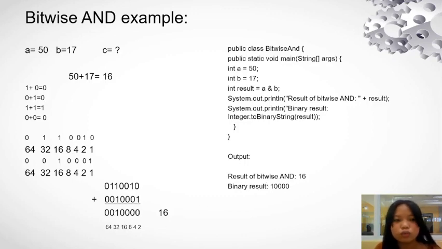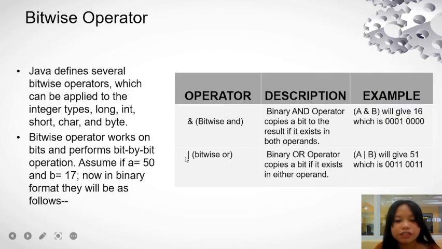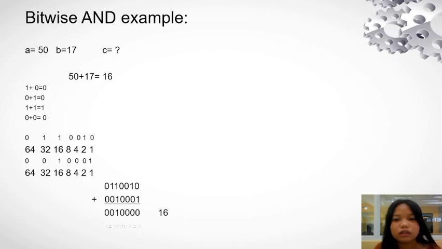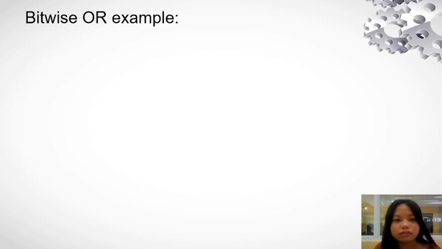So let's proceed. This is the symbol of bitwise OR. The binary OR operator copies a bit if it exists in either operand. For example, A OR B, which is 50 OR 17, will give 51, which is 0 0 1 1 0 0 1 1. So I also have an example for bitwise OR. Here, A is equal to 50 and B is equal to 17.